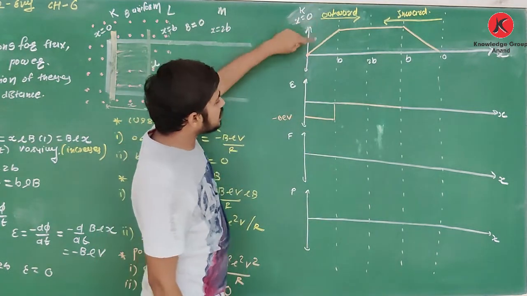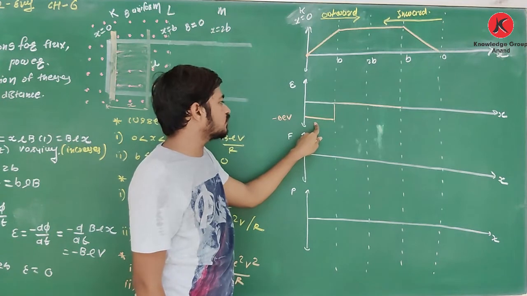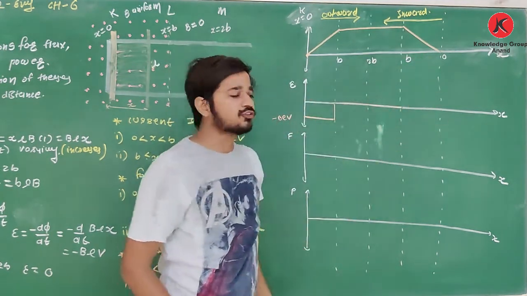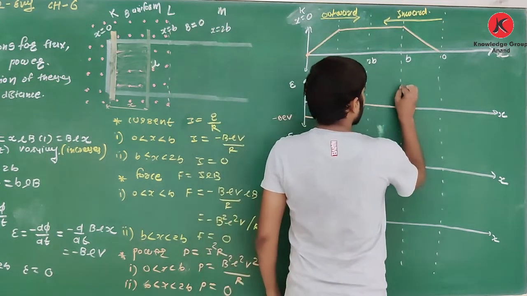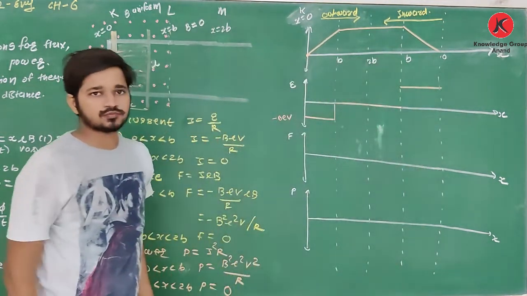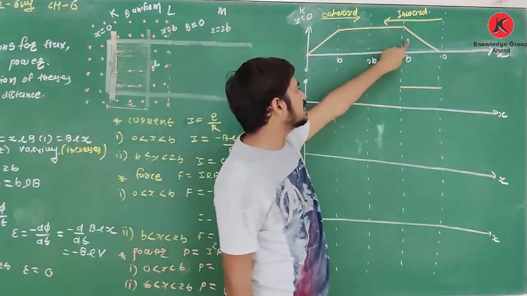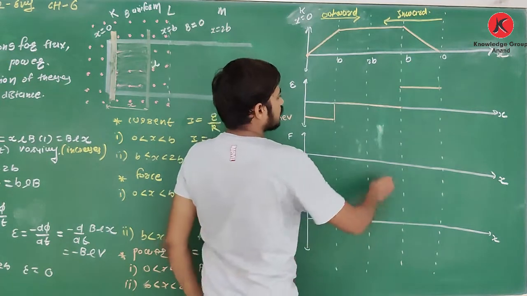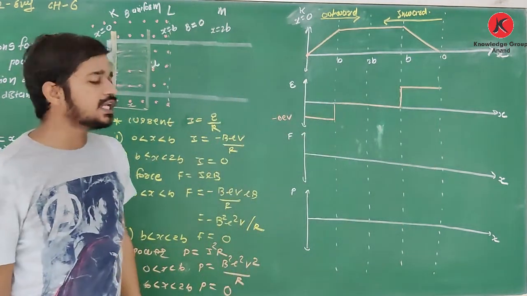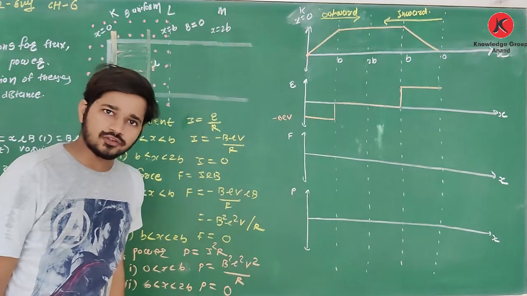And now, see, here flux is increasing, so EMF induced is negative, minus BLV. Here flux is decreasing, the opposite change. Then obviously EMF will increase like this. EMF will be positive. Flux increases, EMF negative. Flux decreases, EMF positive. So it is the graph of EMF. Clear about this? Okay.